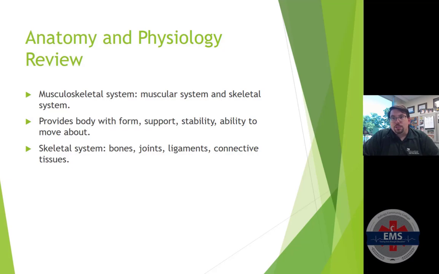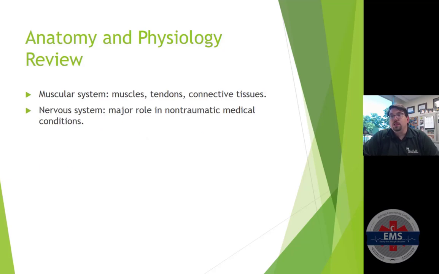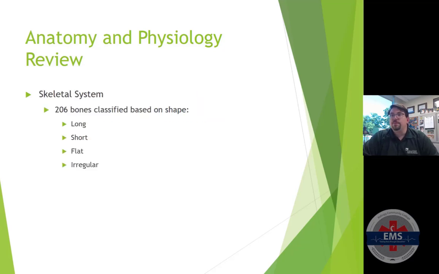Now, the skeletal system is going to provide that structure in the forms of bones, joints, ligaments, and connective tissue. We also know that muscles and tendons and that connective tissue do play a large role in this, as they're known to break down in both those autoimmune and other musculoskeletal types of diseases. The other part we have to look at is not only the muscle system, but the nervous system, because we know it plays a major role, again, in those non-traumatic degenerative-like conditions.